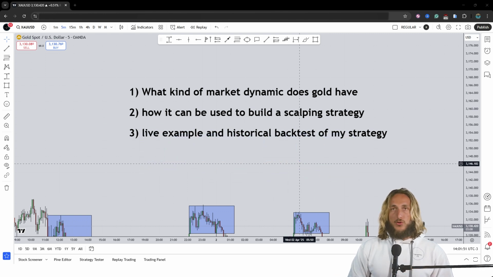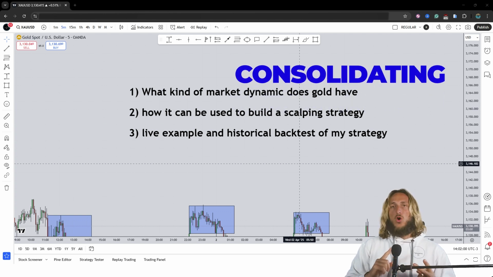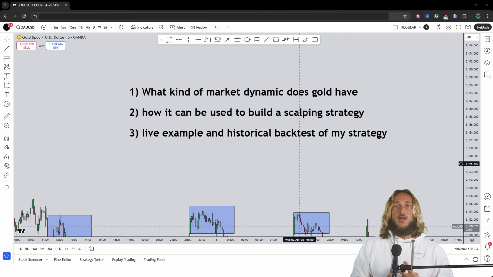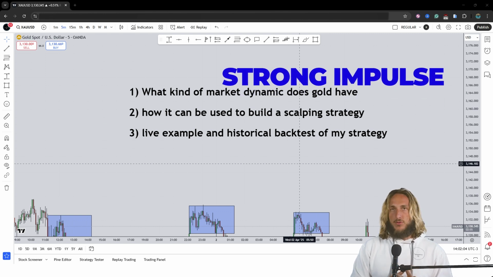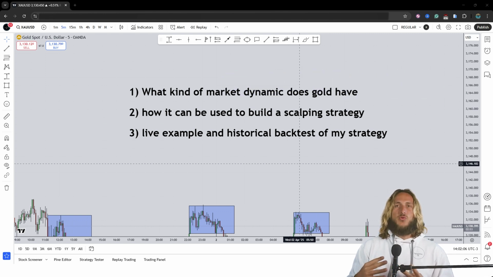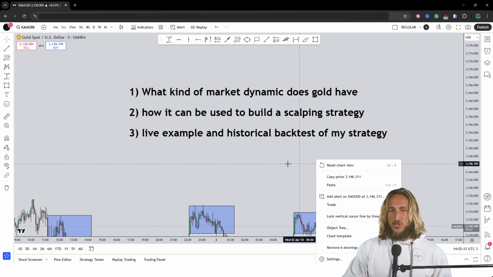Well, if you follow the gold market long enough, you probably already noticed that most of the time gold is either consolidating or it has a very strong momentum-based impulse. So essentially, it is showing a strong breakout phase. So either it is moving very aggressively or it's moving horizontally.